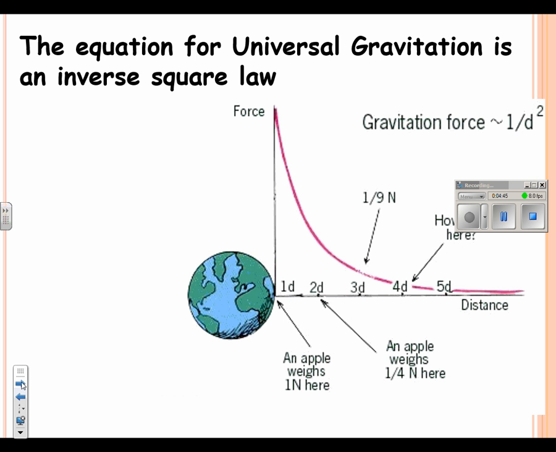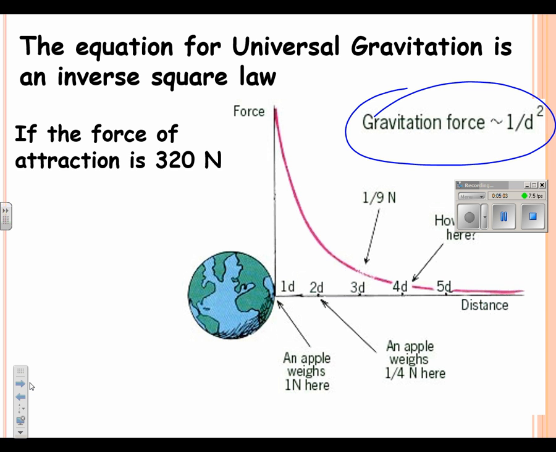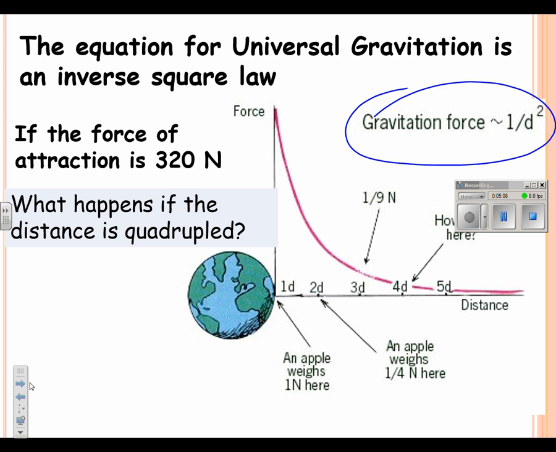Now, the important thing to understand is the equation for universal gravitation is an inverse square law. So really, the gravitational force is proportional to 1 over d squared. What you need to understand is, if I have a force of attraction that's 320 newtons, how would it be affected if my distance quadrupled? Well, that means the distance goes up by 4. So I would take my 320 newtons and say that it's affected by 1 over d squared. So it's going to be divided by 16, because 4 squared is 16.